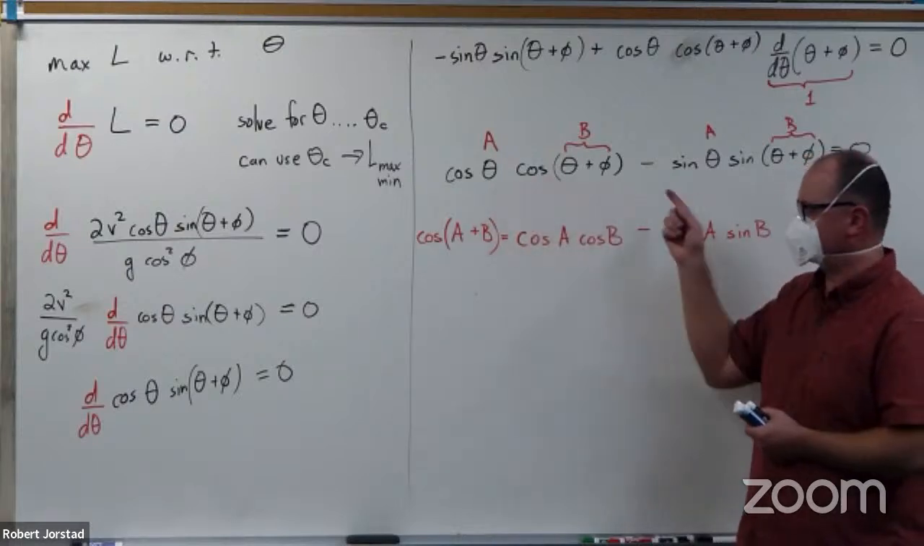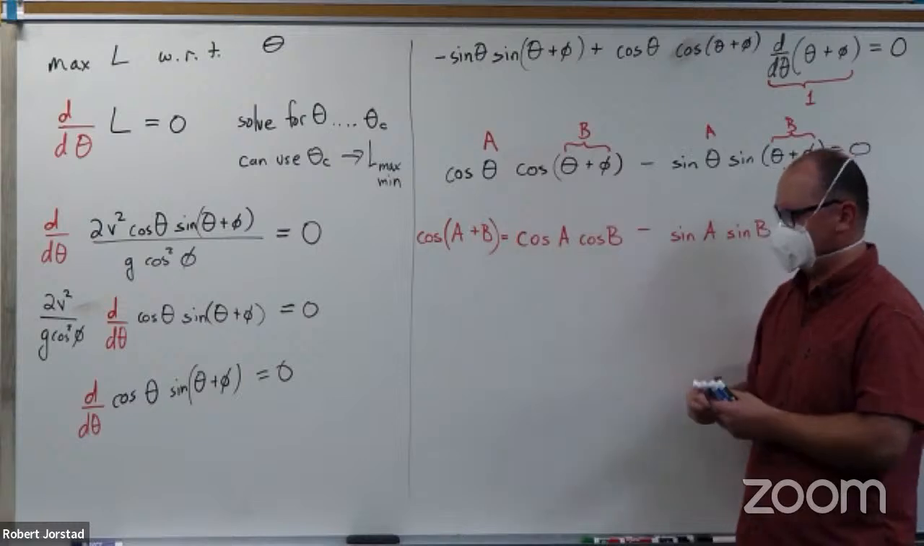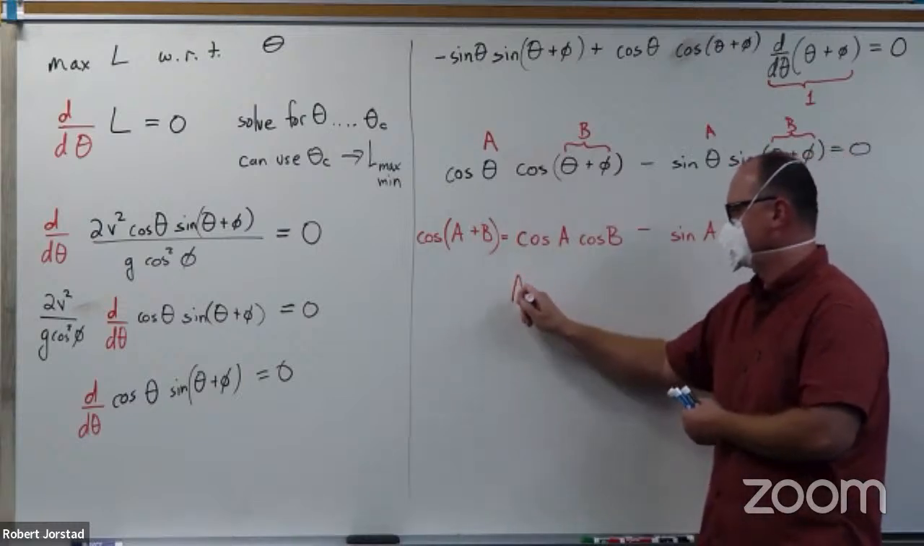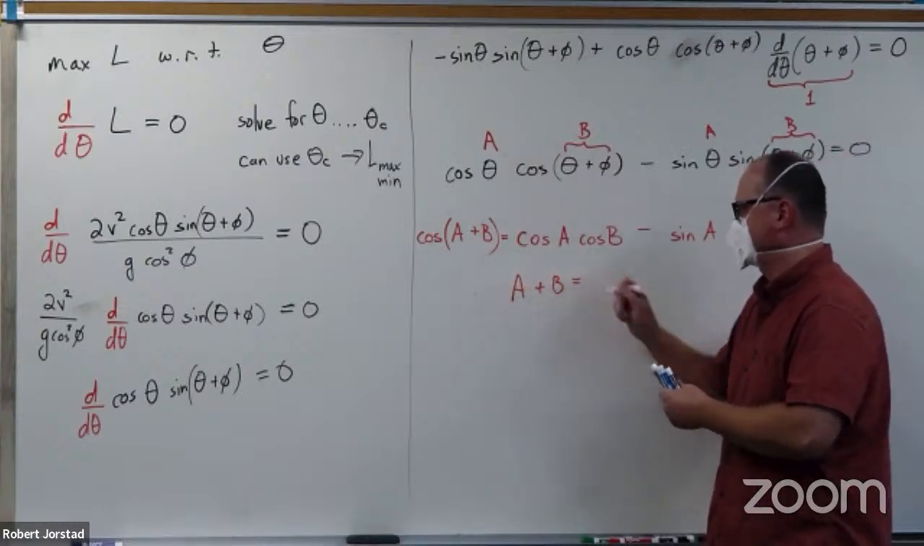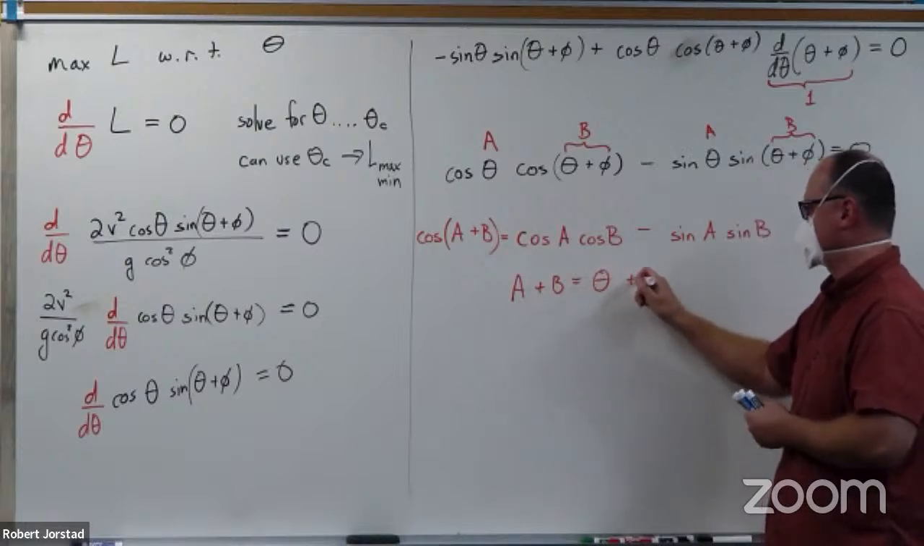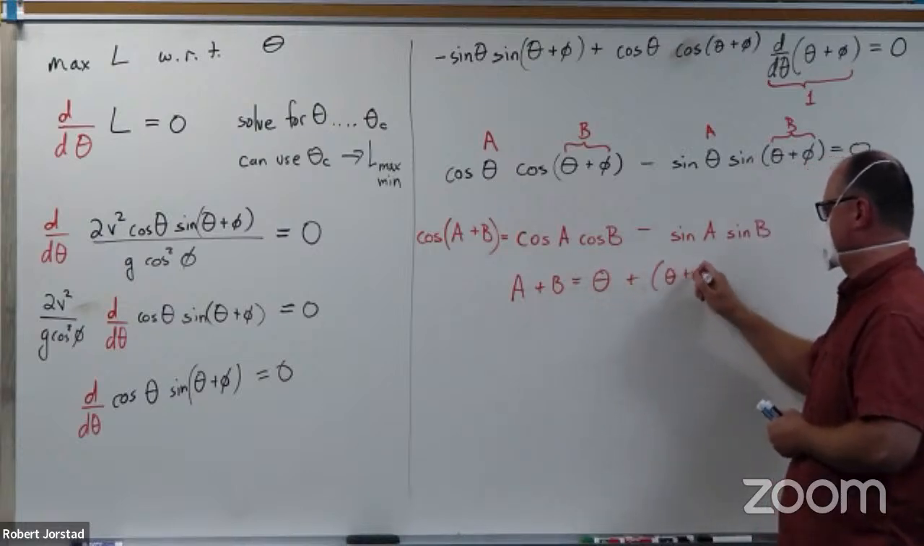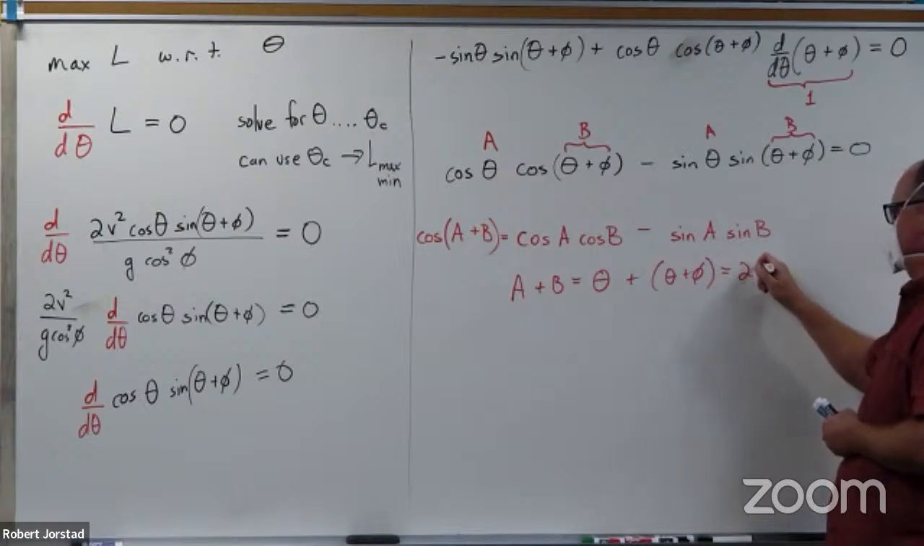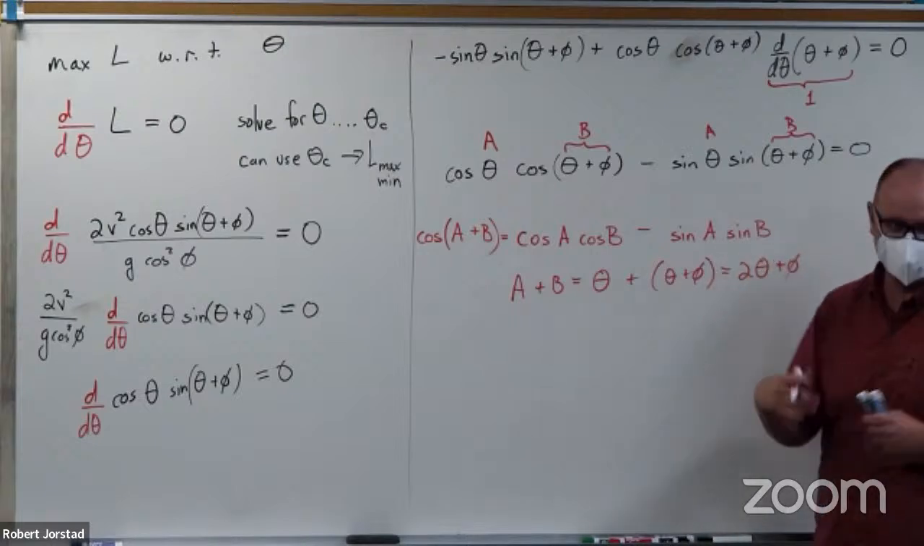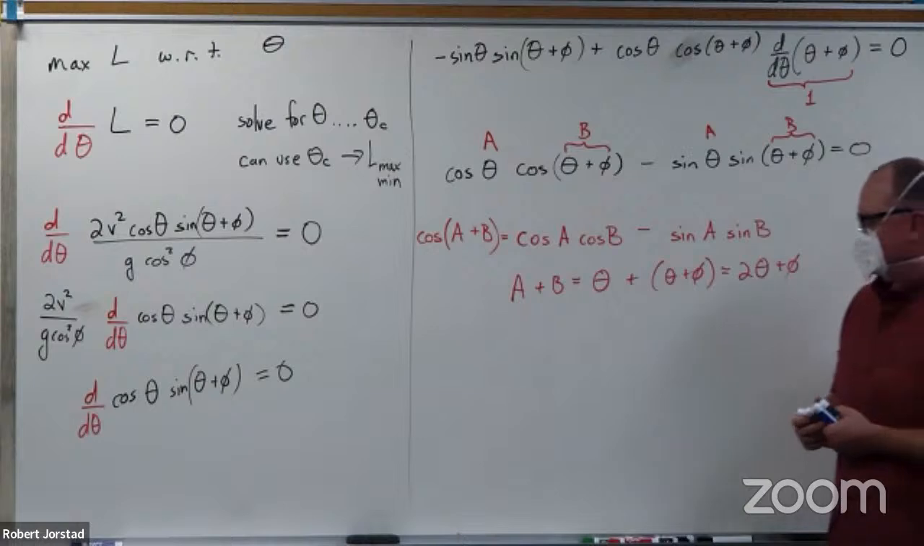2 theta plus phi. You agree that A plus B is theta plus phi equals 2 theta plus phi. Everybody cool with that? All right.